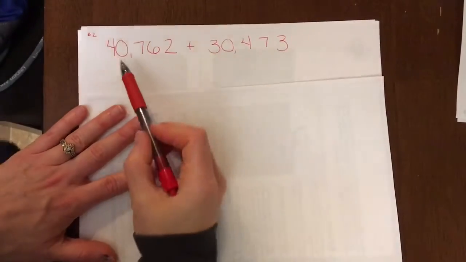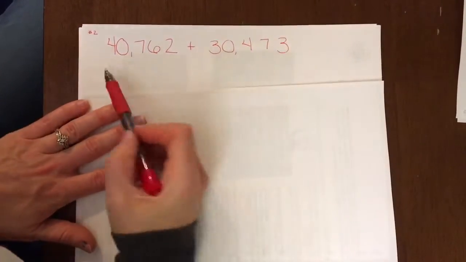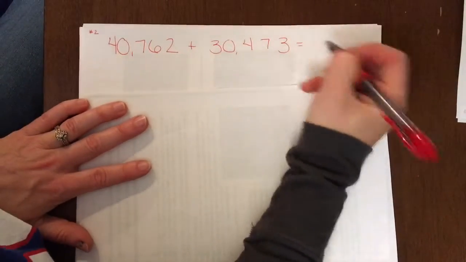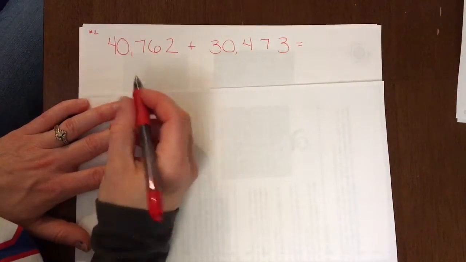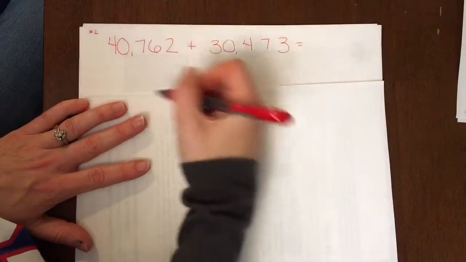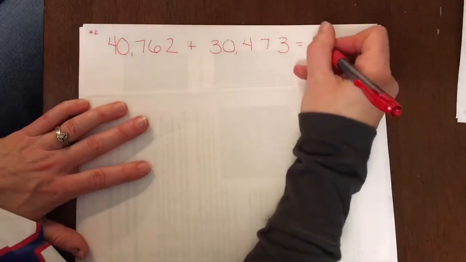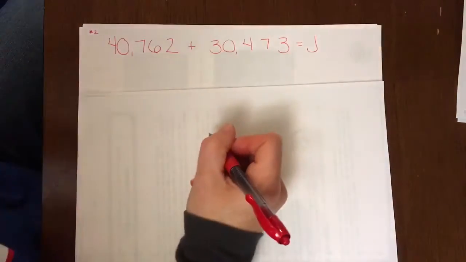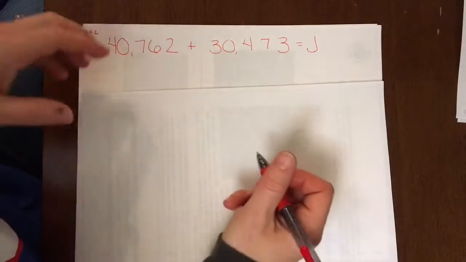We're going to do the same thing with these numbers. We're going to turn it into an equation again. We don't know what they equal, so this time we're going to use a J for my first name. So we're going to use a tape model.